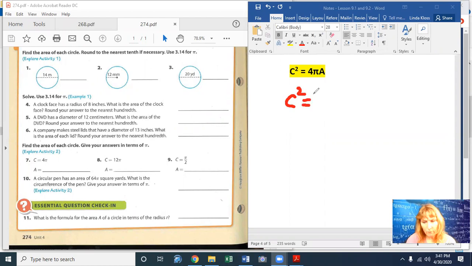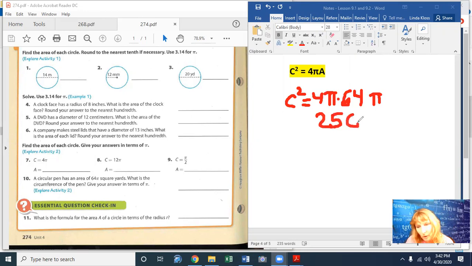Circumference squared is equal to 4 pi times the area, and the area is given to us as 64 pi. Okay, now how do we solve this? This is 4 pi times 64 pi. So we have to multiply 4 times 64. 64 times 4 is 256.